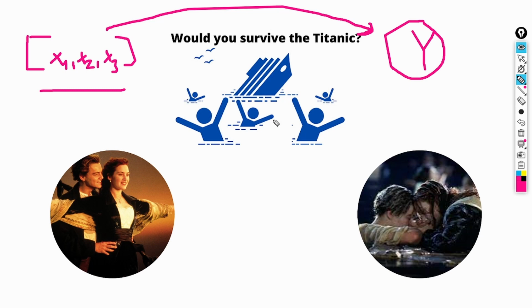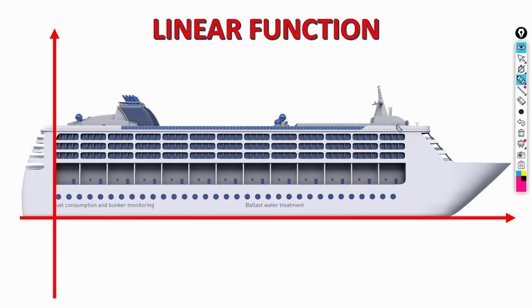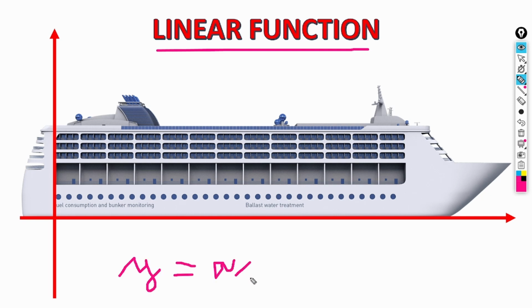There is a parallel universe where Jack and Rose have watched this video and they survived, but in our universe they both died. I will explain three concepts before our machine learning algorithm. The first one you probably all know, it is the linear function. The equation will be y is equal to a times x plus b.